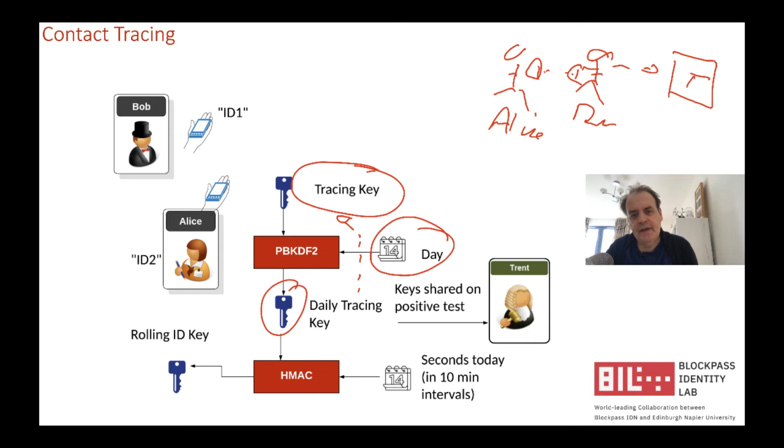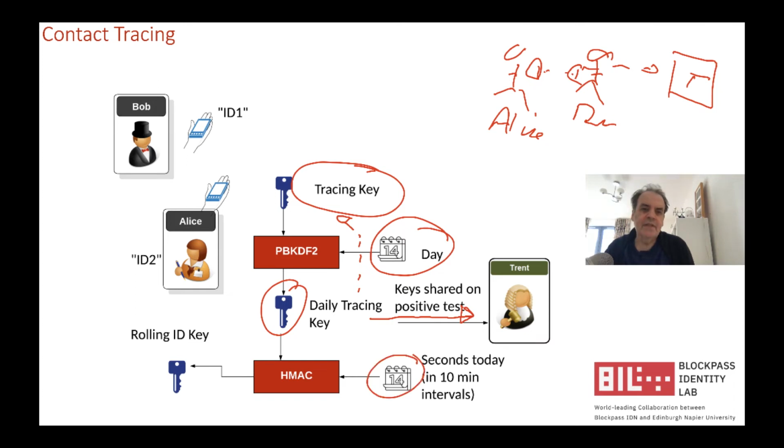So if Alice has been proven to have COVID-19, then this daily key is shared with Trent. We'll try to see who Trent is in a little minute. But on a positive test, Trent will receive the daily tracking key.